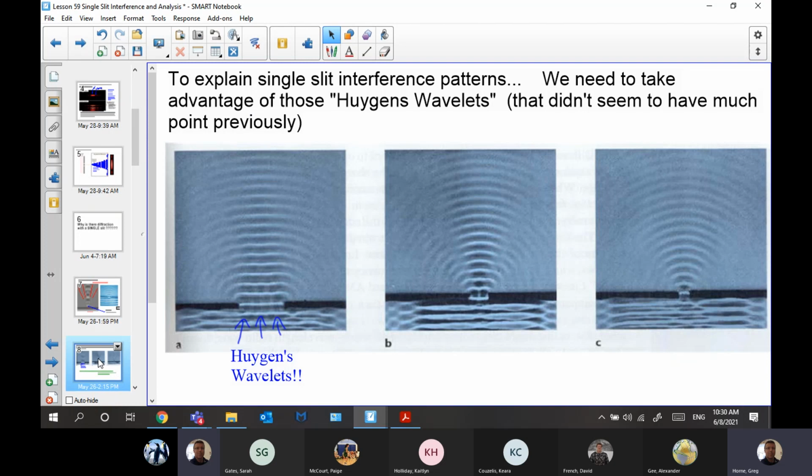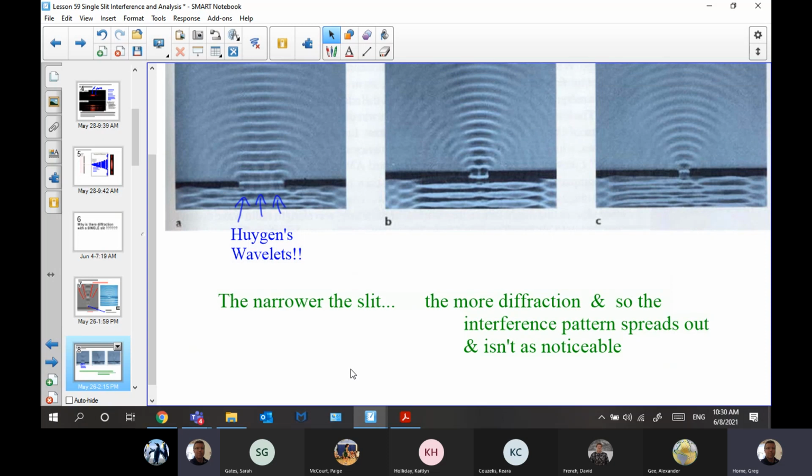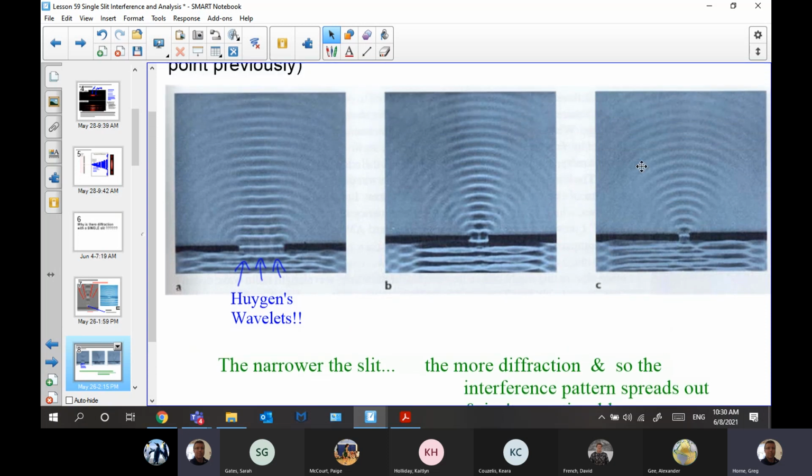So this one looks way more realistic. See that it looks like there's a bunch of ripples coming in the center there. So there's your Huygens wavelets, right? And we're going to take advantage of those Huygens wavelets to try and predict or explain why we have these spots. Like right there is a destructive interference spot. Okay, right there, and right there, and right there, right? So you've got these spots that show up, which is kind of strange. So you'll notice the narrower the slit, the more diffraction, the interference spreads out, and it's not as noticeable. So this looks like nice circular lines at this point, whereas this one, there's more interference visible.